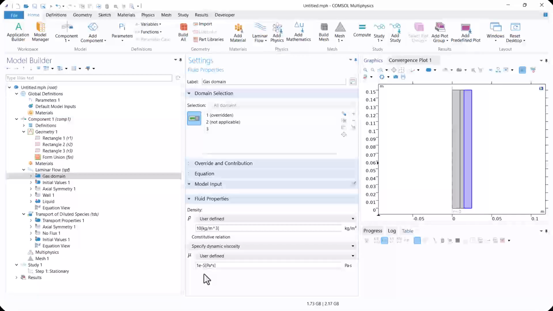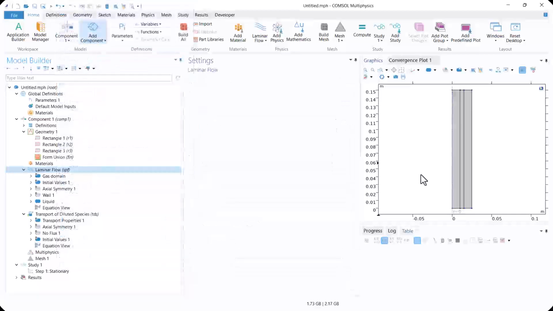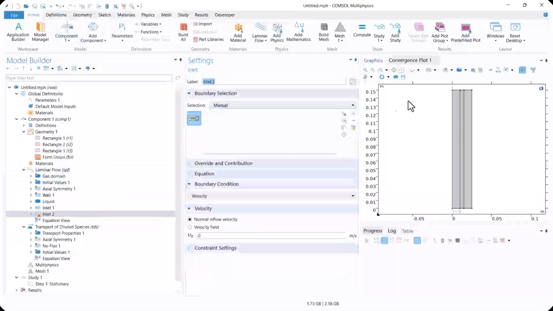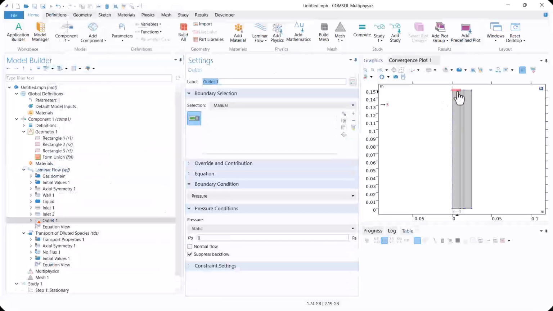our viscosity is 1E minus 5. And now we need to define our boundary condition. So we select inlet. It is our liquid inlet and its value is 0.05. Now we define our gas inlet and its value is 0.01. And finally, we need to define our outlet boundary condition. So it is our liquid outlet and it is our gas outlet. The boundary condition is pressure and its value is 0 because it's relative pressure.